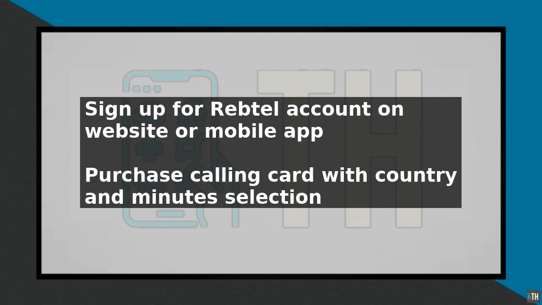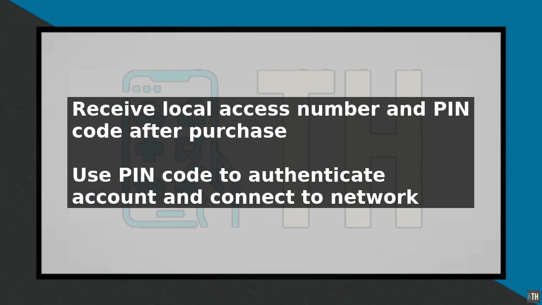After purchasing the calling card, you will receive a local access number and a PIN code. The local access number is the number you will dial to connect to Rebtel's network, and the PIN code is used to authenticate your account. To make a call, dial the local access number from your phone. Then enter your PIN code when prompted.